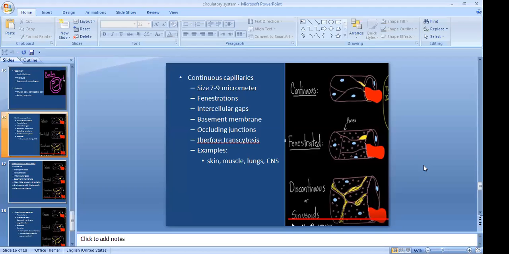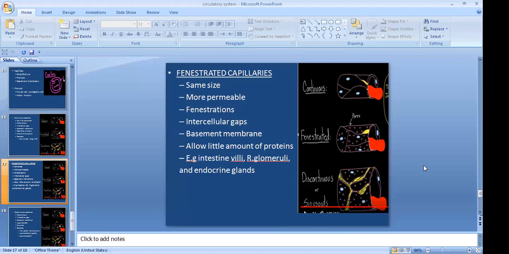Now coming to the fenestrated capillaries. As the name shows, in case of fenestrated capillaries, there are fenestrations or pores present in the cells. These fenestrations or pores are covered by the diaphragm. So you just need to focus on this thing, these fenestrations are covered by the diaphragm.